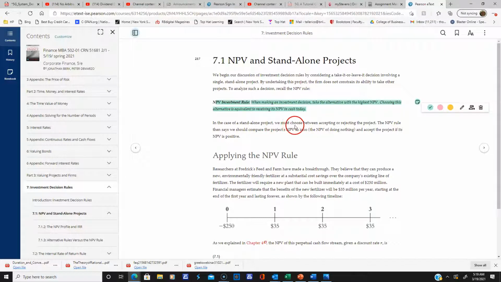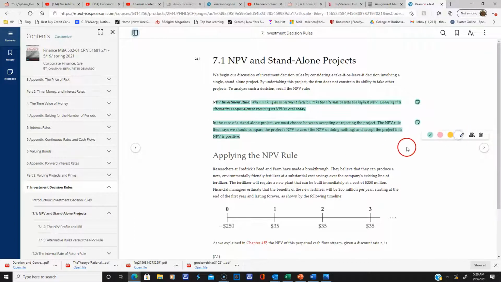For a standalone project, we must choose between accepting or rejecting the project. The net present value rule then says we should compare the project's net present value to 0, which is the net present value of doing nothing, and accept the project if its net present value is positive. Obviously, if we're comparing projects, you pick the one with the highest net present value. If it's all by itself, you just follow this rule: as long as the net present value is positive when compared to 0. That's important to know.